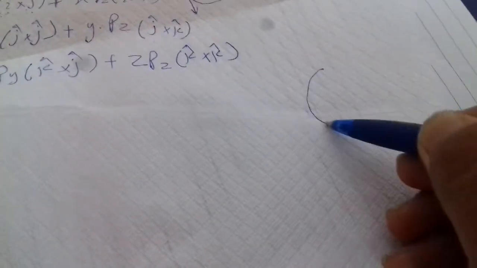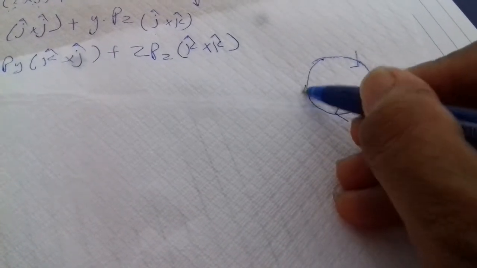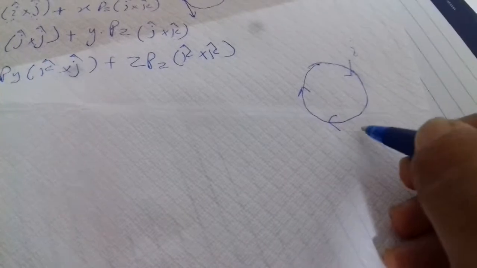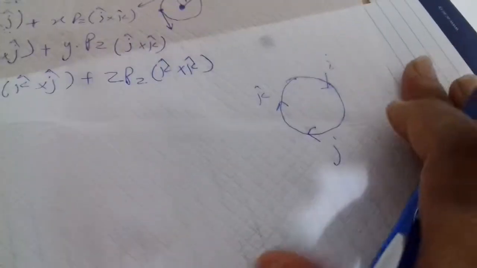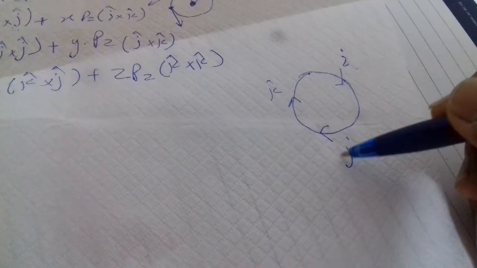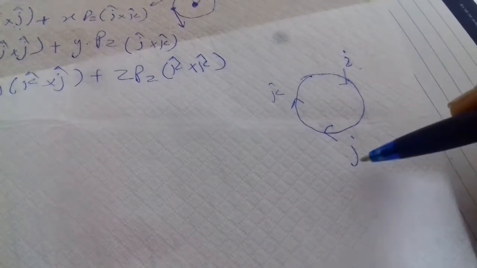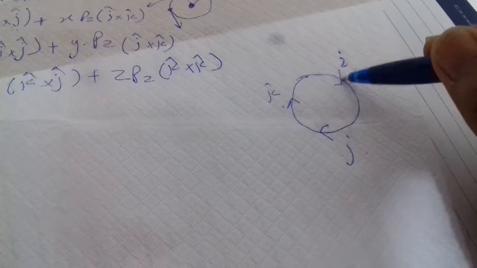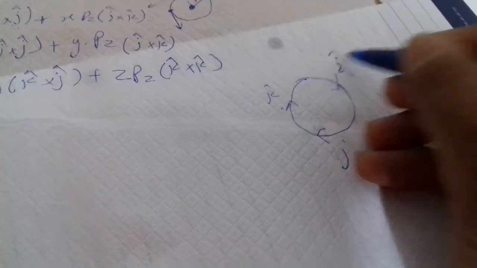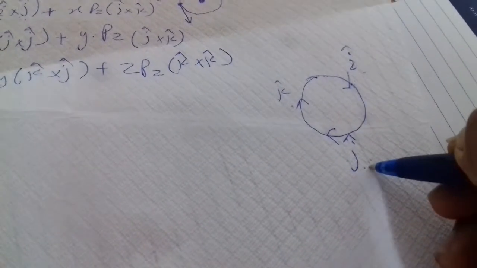Okay, now we know that the cross multiplication of the unit vectors is cyclic, or clockwise. If we write I and j and k, this is a cyclic or clockwise rotation. If we multiply I with j, this is clockwise, then the result will be plus k, because the multiplication is in the clockwise direction. And if we multiply j with k, then the result will be plus I hat. And if we multiply k with I, it is also clockwise, then the result will be the third vector j, but positive j.